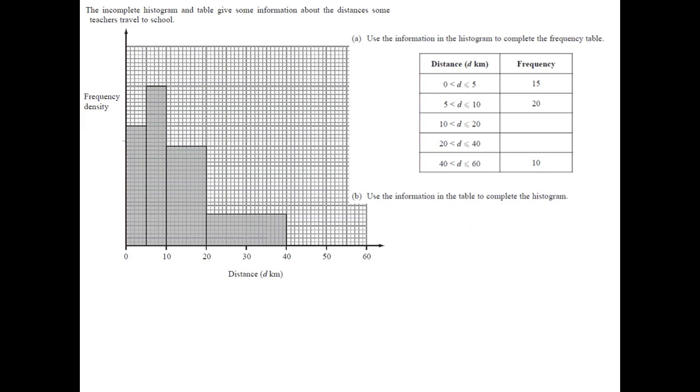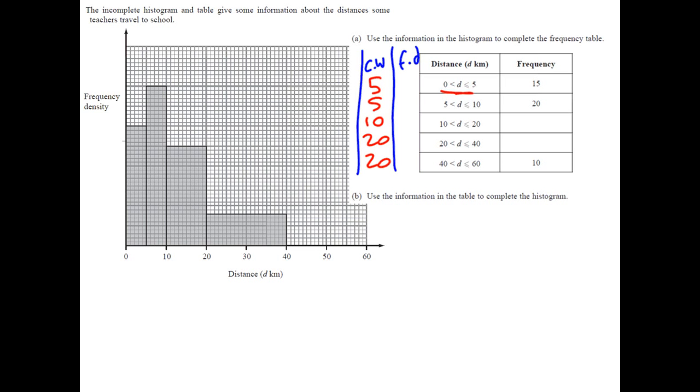Okay, next one. Incomplete histogram again. Table to give some information about distances that some teachers travelled to school. Use the information to complete the frequency density table. Right. So distance, remember we want, this looks familiar. Class width, frequency, and we need a frequency density somewhere as well. Let's do it on the side because there's not much space there. Class width, frequency density. So the width of the first one, 0 to 5, is 5, 5 to 10 is 5, 10 to 20 is 10, 20 to 40 is 20, 40 to 60 is 20.